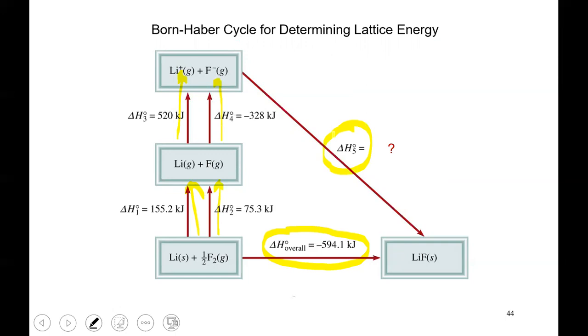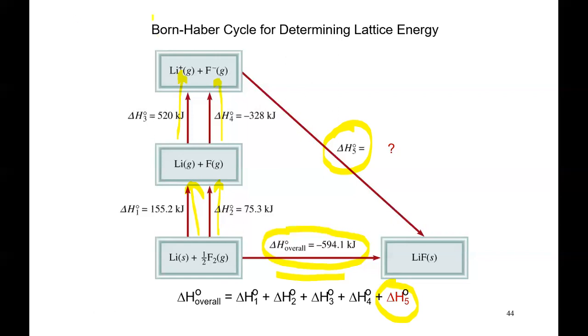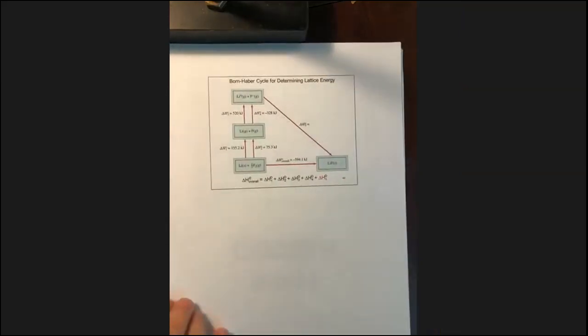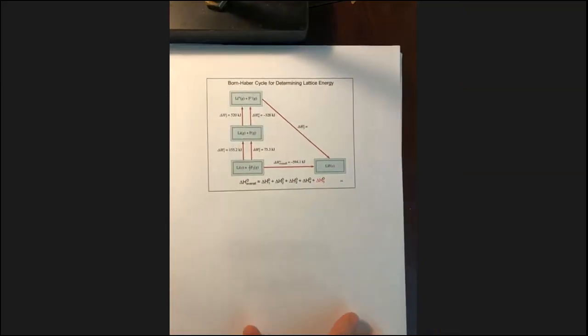So what will happen is we're going to have an overall delta H, which is essentially the heat of formation of lithium fluoride. And that should be the sum of all the energies of all the intervening steps. And our missing component is going to be that one there, delta H5. All right. So let me come back here to our makeshift whiteboard, and let's build the Born-Haber cycle for this compound here.